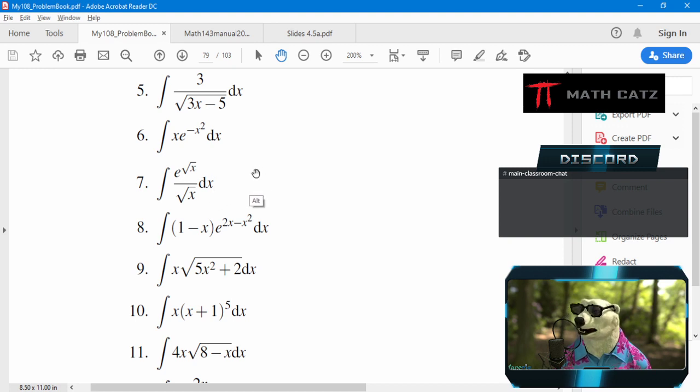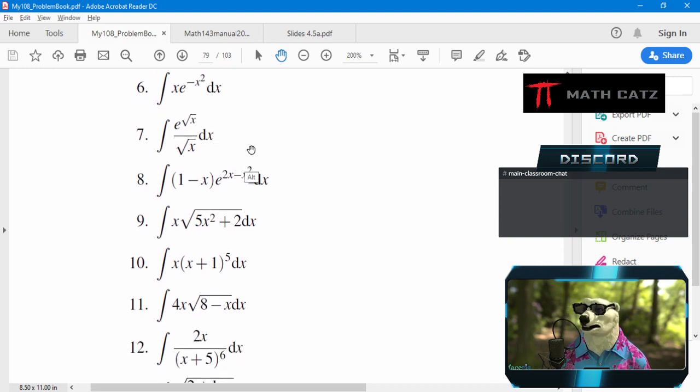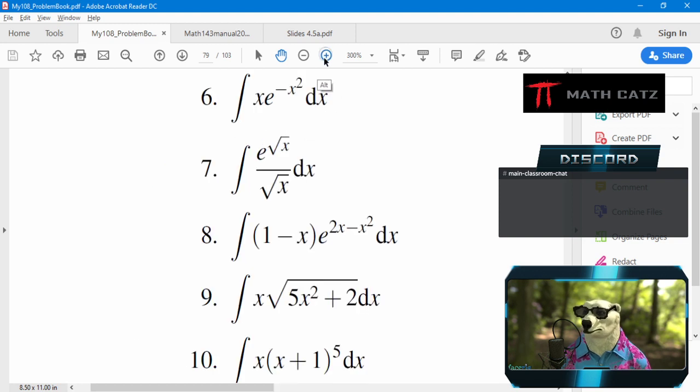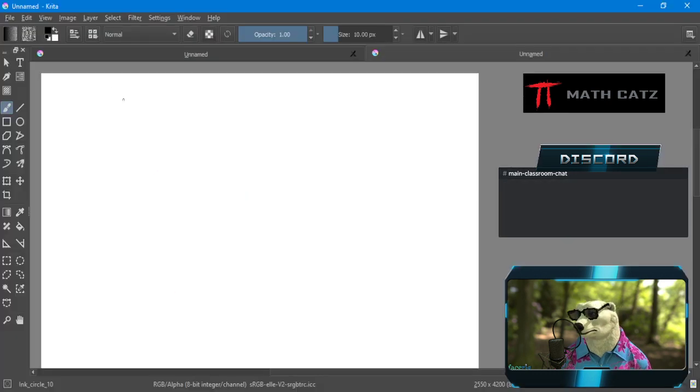Okay, let's do number 6. Number 6 is a good one. Let's zoom in a little bit. There we go, number 6. X times e to the negative x squared. Now we have looked at this one before, but not with the substitution method, x times e to the negative x squared.